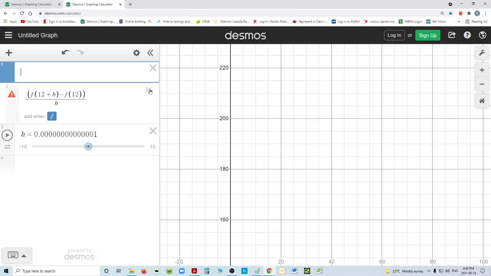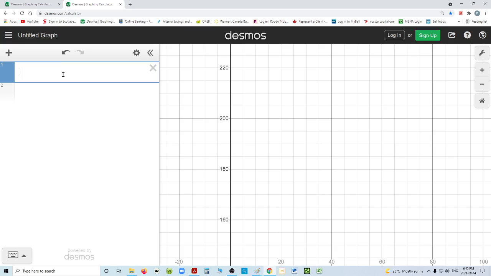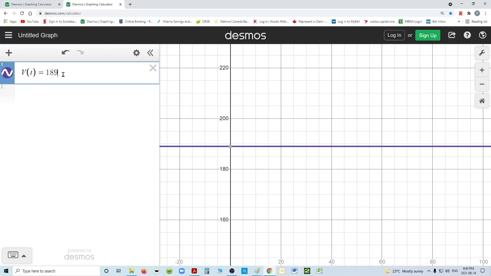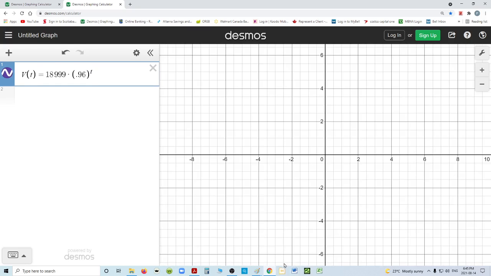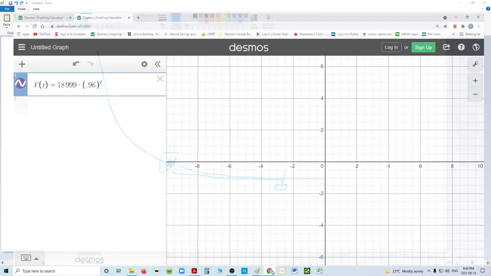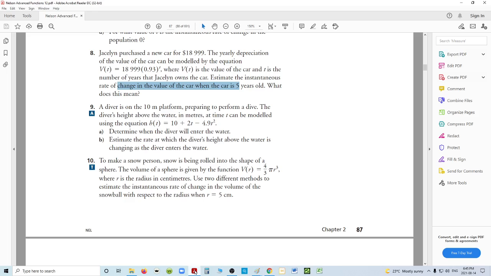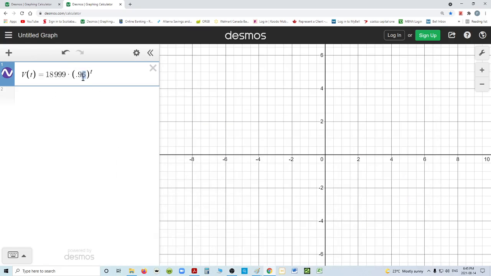Get rid of the other ones. And the value of this car based on time is 18,999 times 0.96 to the power of t. So let's have a look at the formula again. 0.93. Okay, it's losing 7% of its value every year.